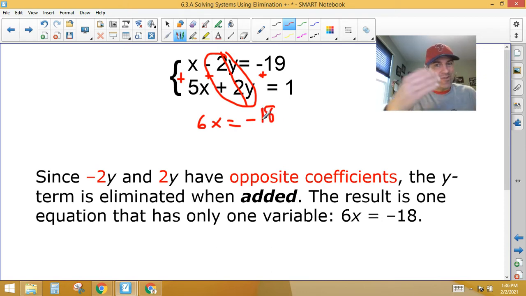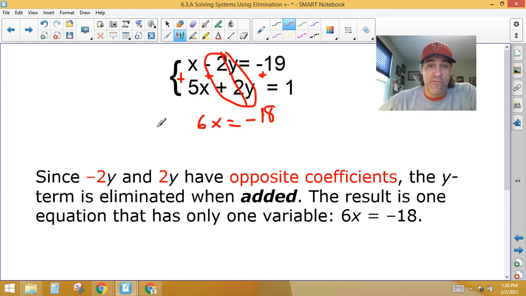With substitution, it was a big, long process to get rid of one of those variables. We had to isolate and solve and substitute. But here, if we can identify when they're opposite coefficients, it won't always be that way, but today it might be. We can just add or subtract the equations together, whatever will cancel out those values, and we've done it.